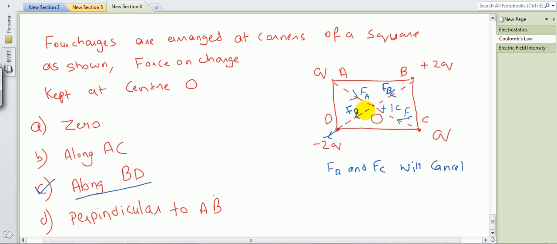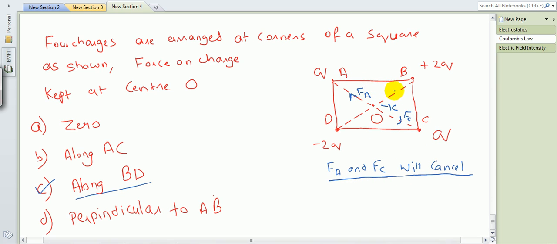Now I have taken here a plus 1 coulomb charge. I can take a negative charge also, then also the answer will be the same. Let us see if I place minus 1 coulomb here. The charge at A will attract this charge, so FA will be in this direction, and the charge at C will also attract, so FC will also attract this minus 1 coulomb charge. Again FA and FC will be equal, and FA and FC will cancel each other.